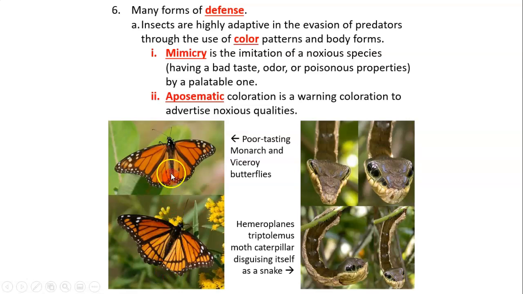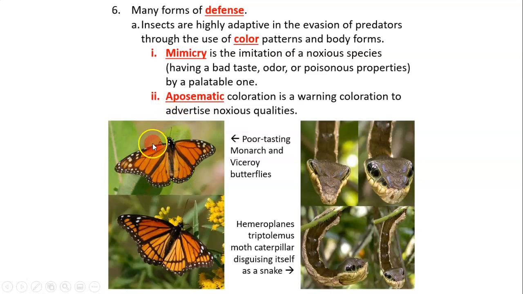And that's one thing that's happening right here. There's actually two things happening with this animal right here. This is a monarch butterfly, which does have a really nasty taste. This is a viceroy butterfly, which is perfectly good to eat. It does not have a nasty taste, but it mimics the coloration of this noxious species.